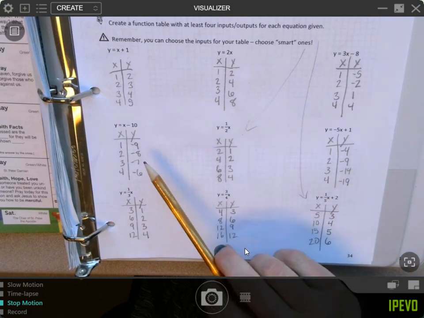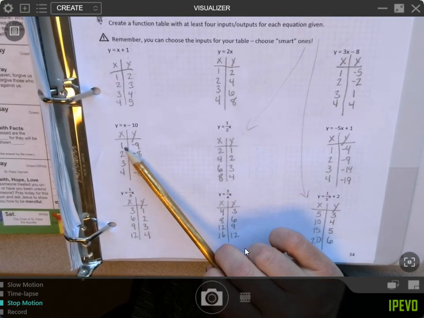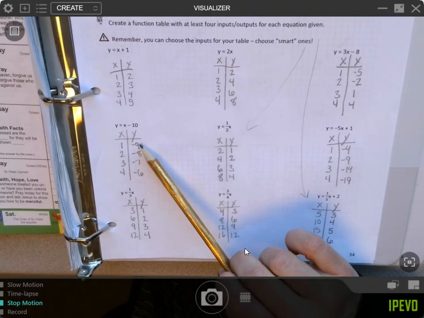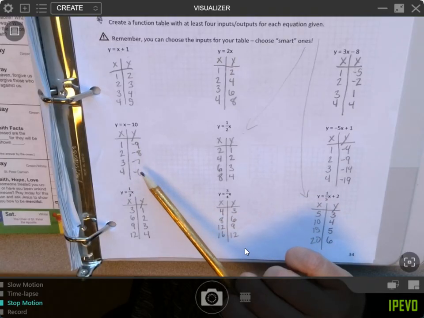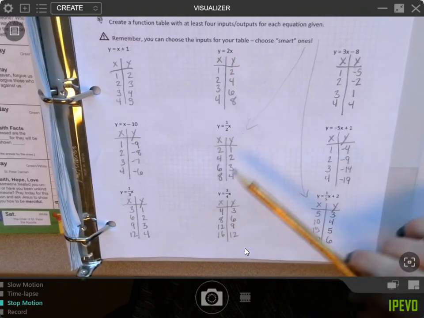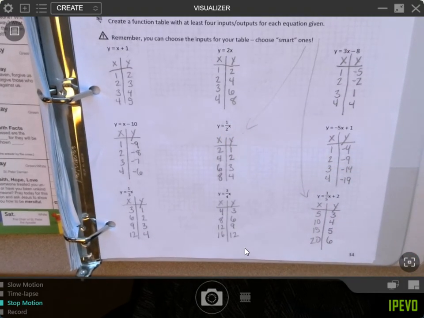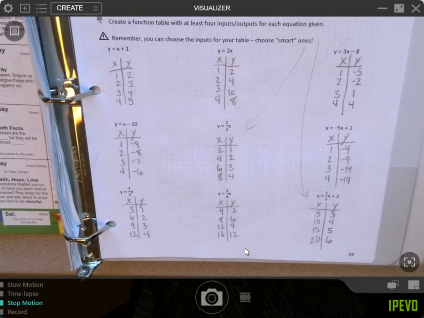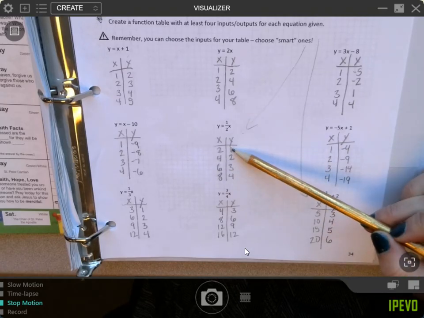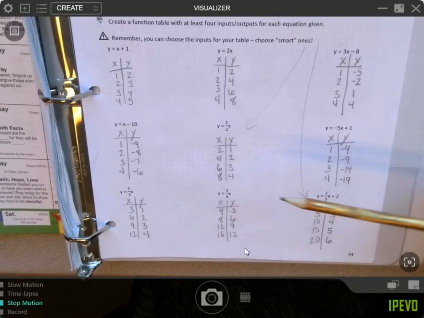Okay, let's look at our middle. I again put in the 1, 2, 3, 4. I got -9, -8, -7, and -6. This fraction one was one of those really smart ones. You have to think about the numbers you put in. We don't want decimals or fractions for our answer. It's a lot easier to work with those whole numbers.